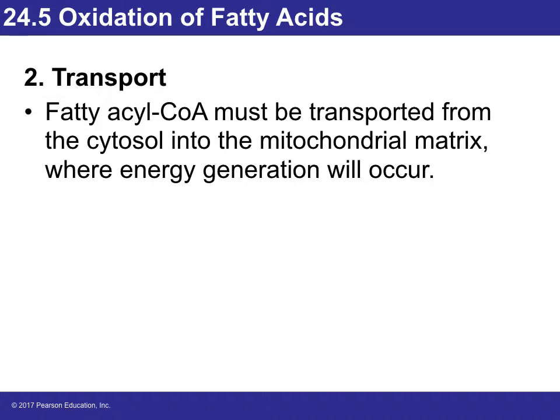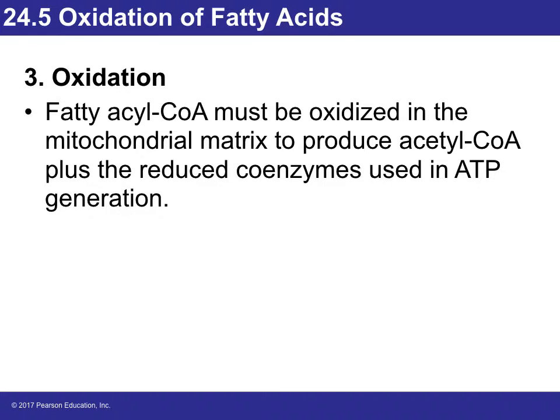Number two, transport. The fatty acid coenzyme A must be transported from the cytosol or cytoplasm of the cell into the mitochondrial matrix. Remember, the mitochondrion is the one that is going to be generating that energy. And then oxidation. Fatty acid coenzyme A must be oxidized in that matrix to produce the acetyl coenzyme A and the reduced coenzyme that we use in the making of ATP.